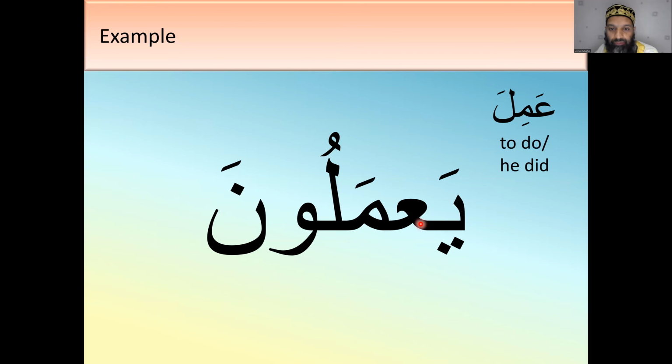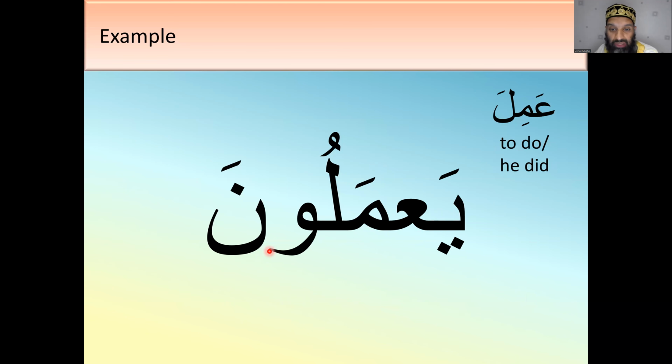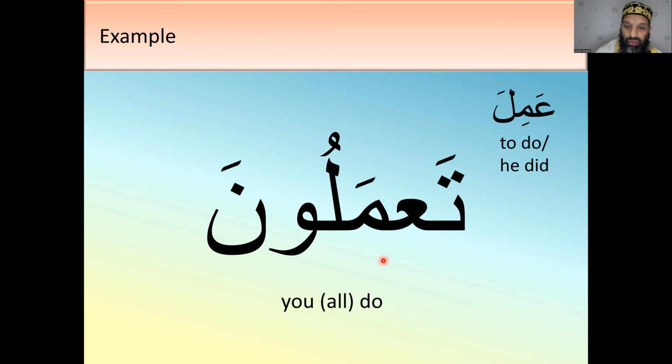So look at this again. Ya'lamuna, they all know, from ilm. This one, they all, amal, do. So they all do. Ta'maluna is different. Ya'maluna, they all do. Ta'maluna is second person; ya'maluna was third person. They all do. Ta'maluna is you all do. The ta even sounds like two. Ta, two. Two is second person.